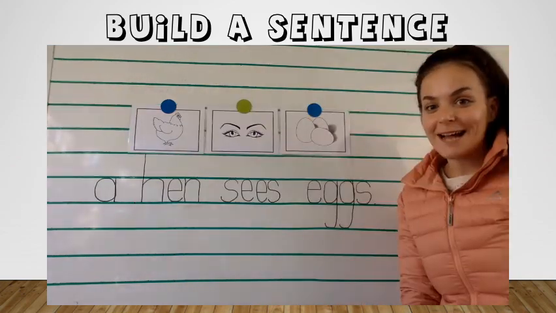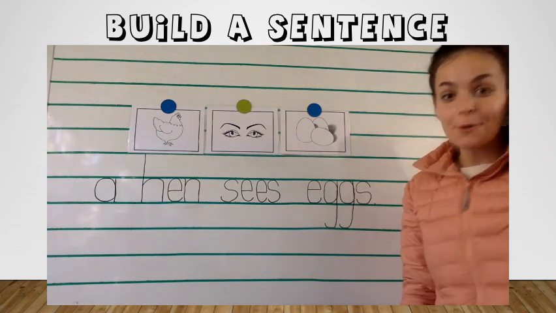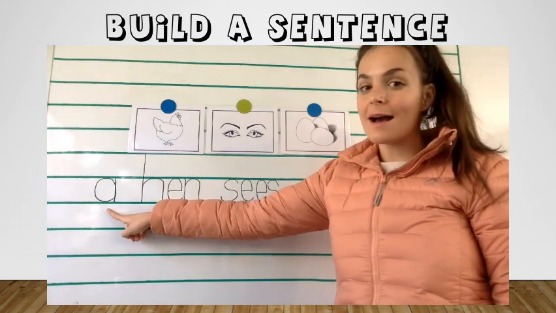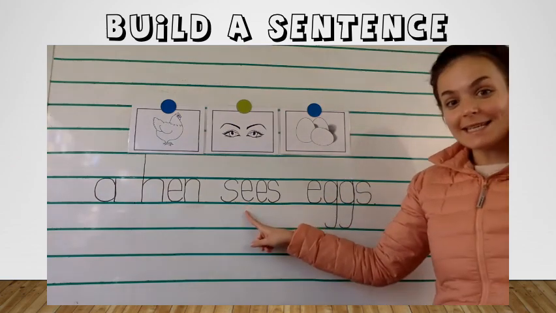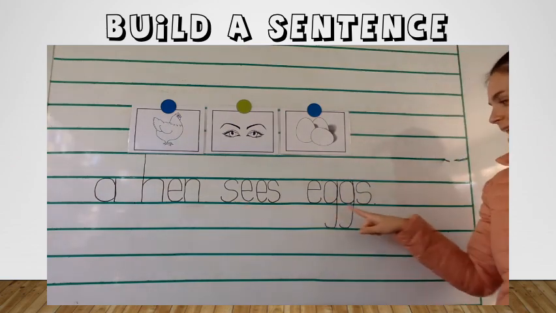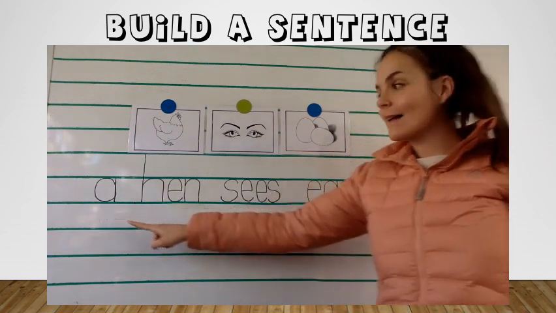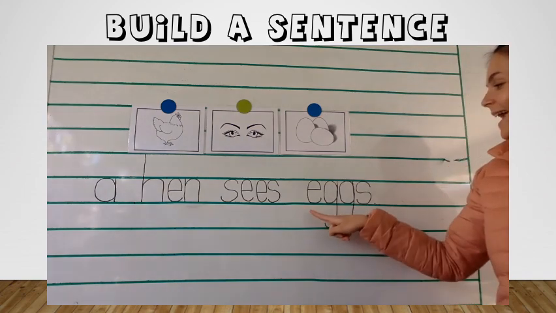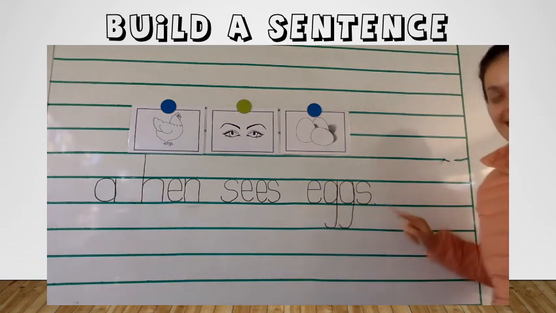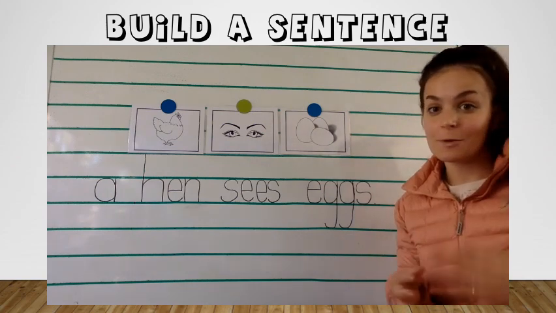Let's write it down. All right, now you can see that I've written out the sentence. Let's read it all together. A hen sees eggs. Once more. A hen sees eggs. Now, at the moment, you are not expected to create these sentences all by yourself.